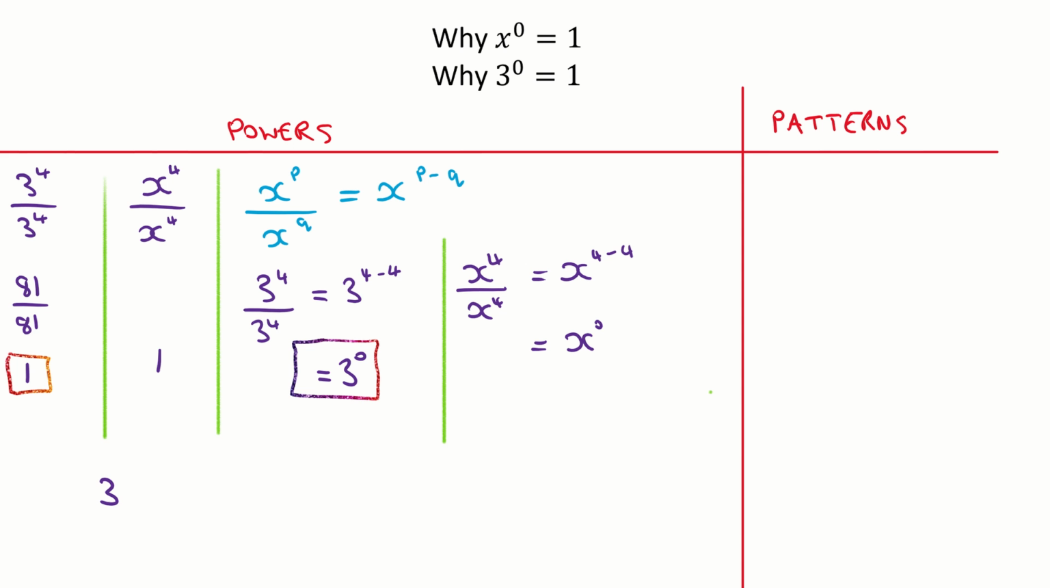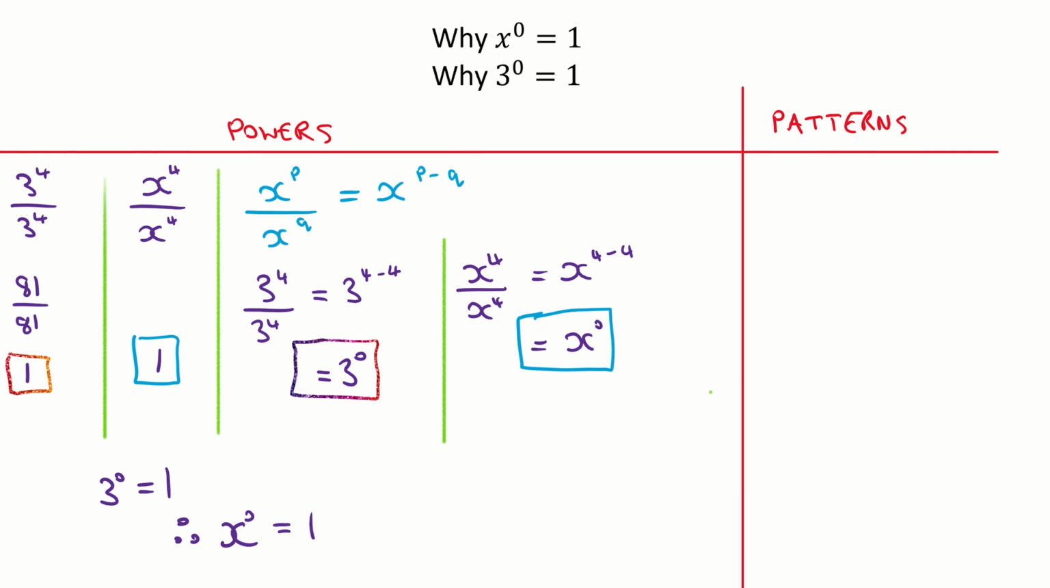So we now know that 3 to the power of 0 is equal to 1. We also have it that x to the power of 4 divided by x to the power of 4 is the same as x to the power of 0. So let's make a further conclusion. Therefore, x to the power of 0, or any number to the power of 0, is also equal to 1. So that's why x to the power of 0 is equal to 1. Let's come over and have a look at it through the use of patterns.